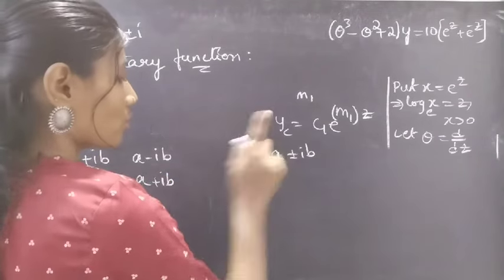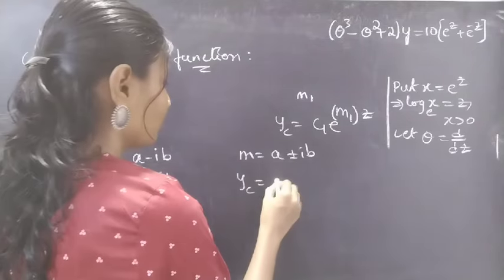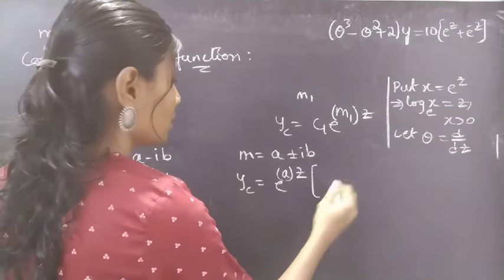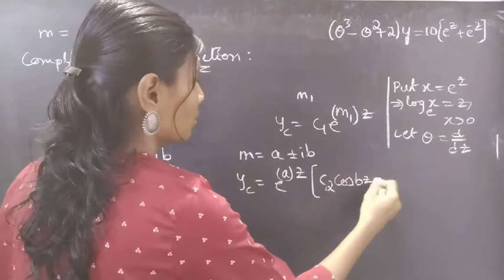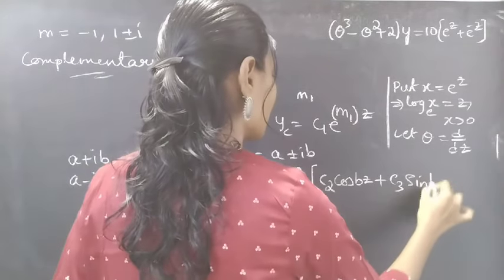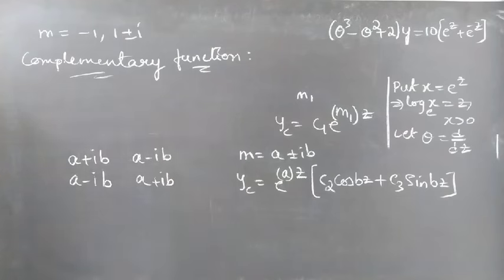Already we have used one constant c1. Now let's take another two constants c2 and c3. Let it be e power a into z into c2 cos bz plus c3 sin bz. Okay. Now let's write our complementary function.